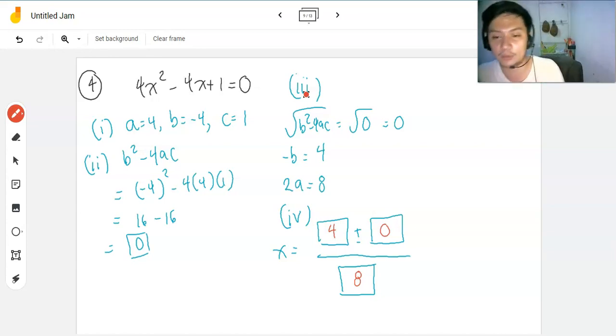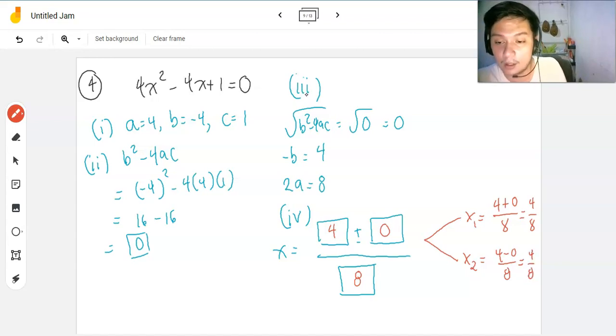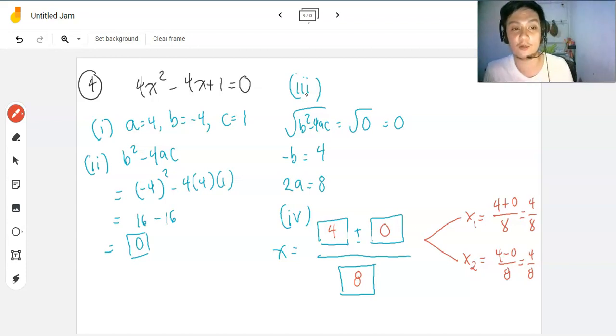Tama? O pakita ko muna, no? So, para malinaw. So, there are 2 roots for this equation pa din. So, you have yung x sub 1 na 4 plus 0 all over 8. Tapos yung x sub 2 na 4 minus 0 all over 8. Kaya nga lang, yung 4 plus 0 at 4 minus 0 will both yield 4. Tapos over 8. Dito din 4 over 8. And 4 over 8 and 4 over 8 are equal, tama? And they can be simplified as 1/2. Okay? So, ibig sabihin, the 2 roots of this equation are equal.